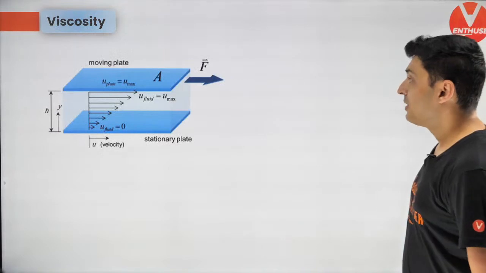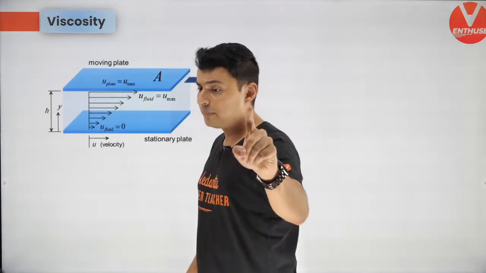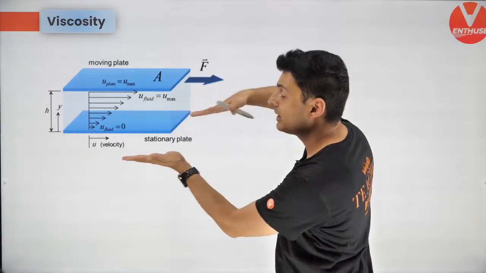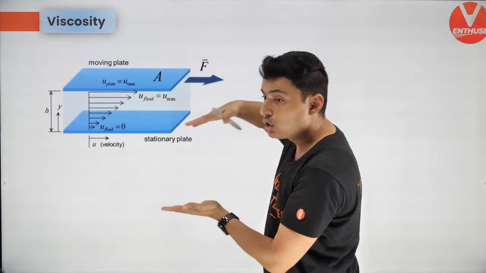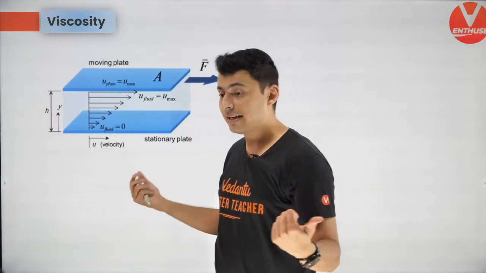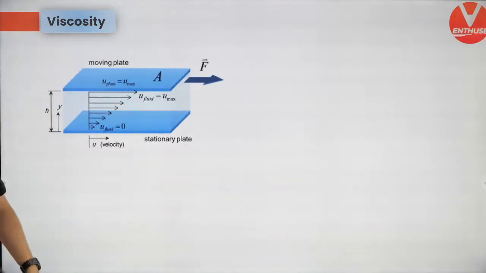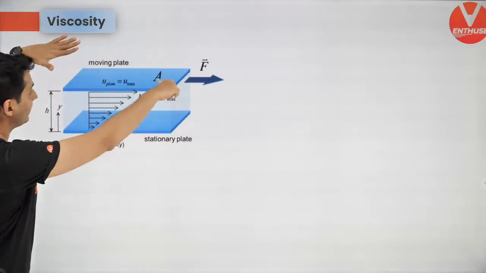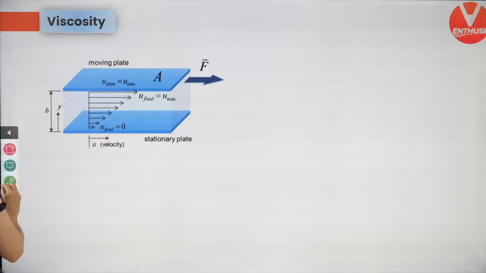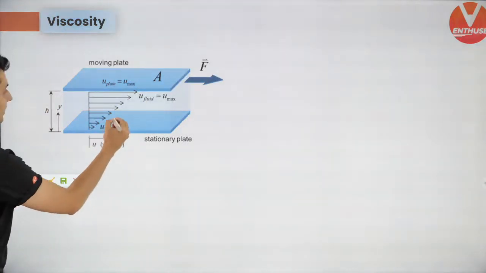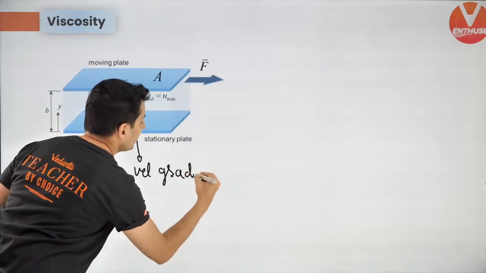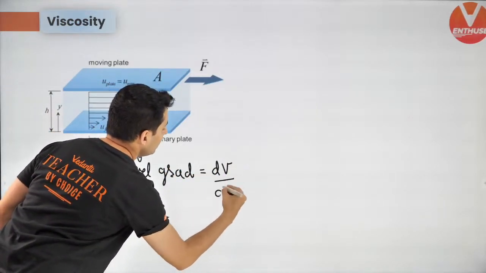Okay. Viscosity formula. If there are two surfaces sliding over each other, then you will see that there is a velocity gradient which is set up. Yes, the velocity will keep changing. So this is one plate, this is another plate, that is the area. This is called the velocity gradient. Keep this in mind. And this is dv by dy.